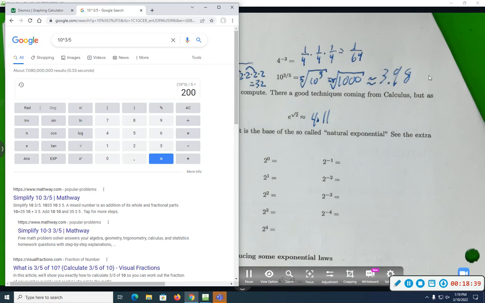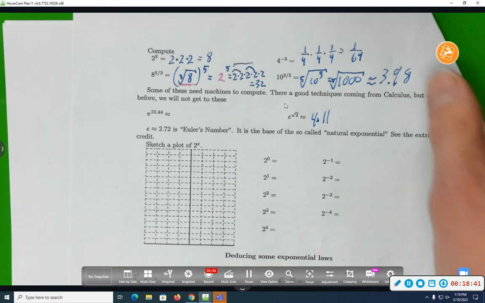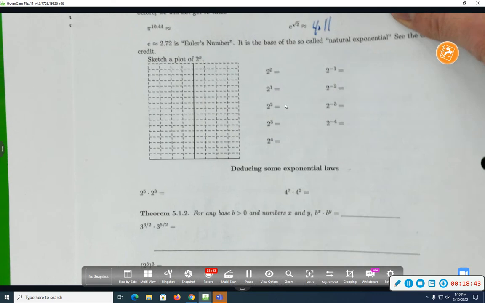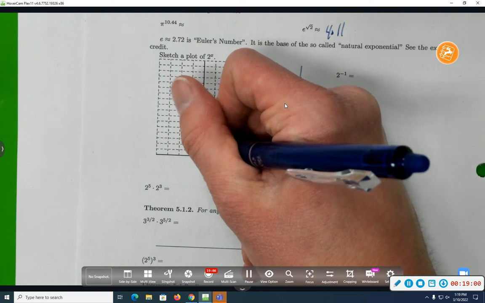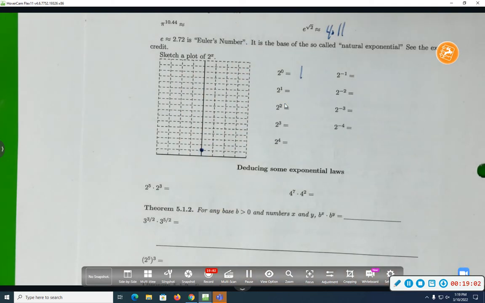Nice. So the next thing that I want to develop is what do graphs of exponential functions look like? And so we'll sketch a plot by just plotting integer points, and then see if that agrees with the computer generated graph. So let's compute the powers of 2 and plot them. 2 to the 0. So I guess that point should be on the graph, 0, 1.